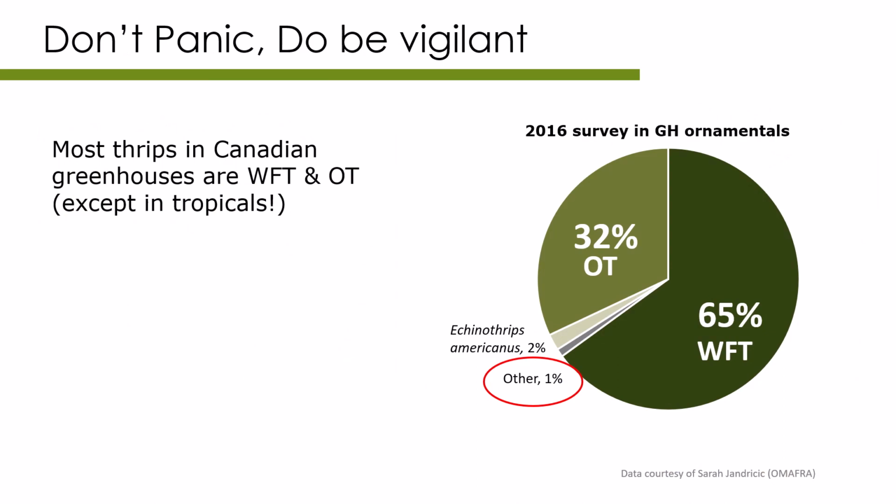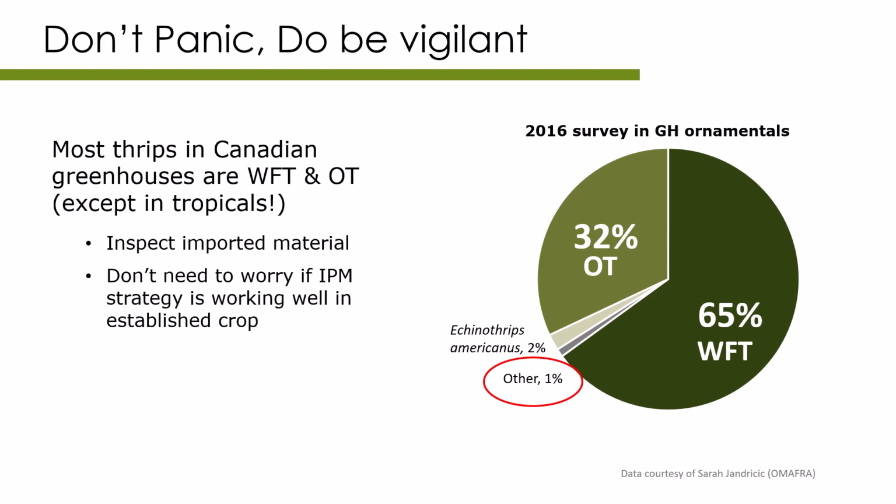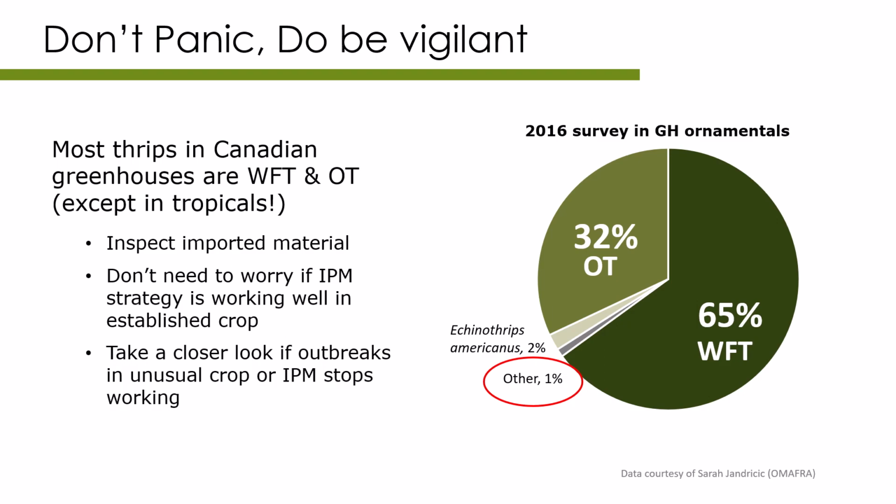Thrips species ID can feel overwhelming for beginners, but rest assured that in most crops, the overwhelming majority of thrips will be western flower thrips or onion thrips. Most of the unusual species we see are not native to North America, so you'll want to be most vigilant with imported plant material. But in established crops, if your IPM program is working well, you probably don't need to worry about it. However, if you are experiencing an unusual outbreak, particularly if it's in a crop that doesn't usually have thrips problems, then you should definitely take a closer look at your species.